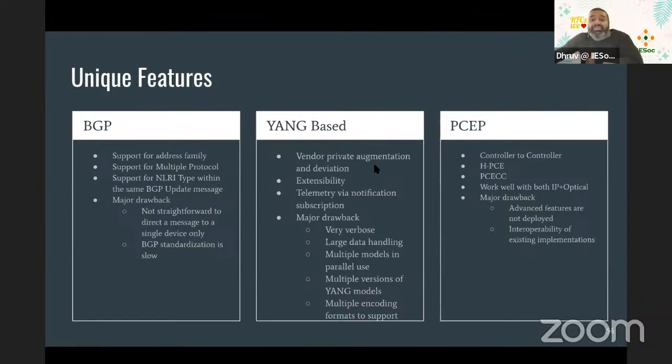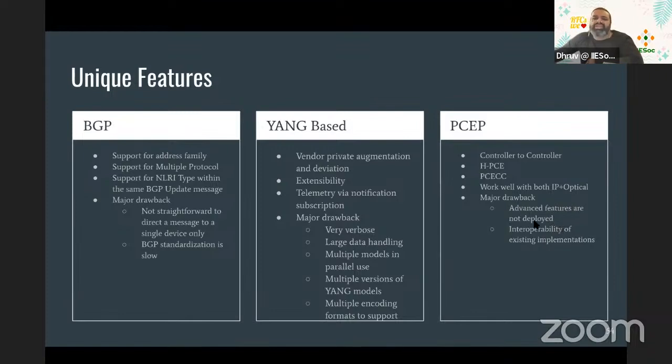YANG's unique features would be vendor private augmentation, deviation, telemetry. Drawbacks would be verbosity, large data handling, and multiple encoding formats to support. So implementations can also take some complexity. And I think with YANG model standardization itself, there are multiple versions of YANG models, and within the IETF and the industry, we have not been able to converge. So you will see people implementing multiple versions of YANG to achieve the same feature. You will have an IETF version, a vendor version, and even an OpenConfig version. So that's the part where something which is good can also have some side effects. PCEP, the cool things would be how it does interdomain, how it does hierarchy and ACTN use cases, PCC, and how it can be used in IP plus optical convergence use cases.